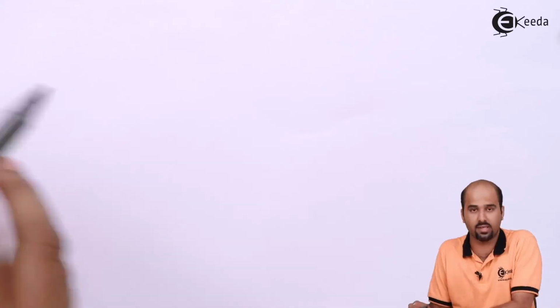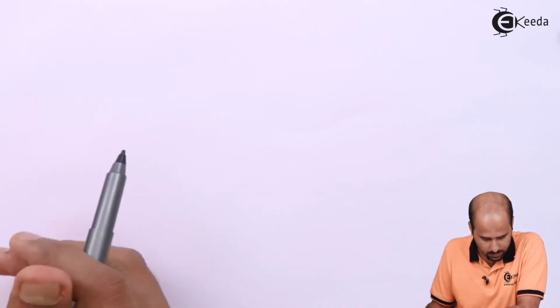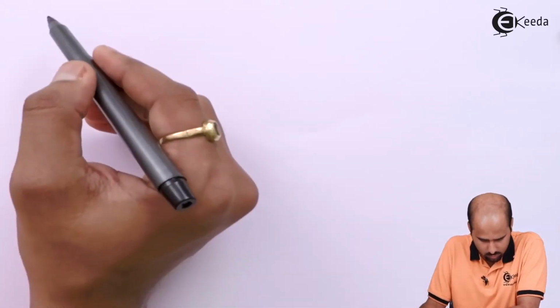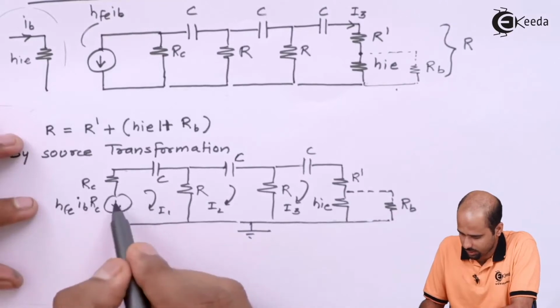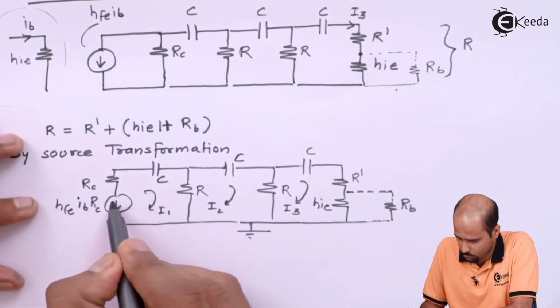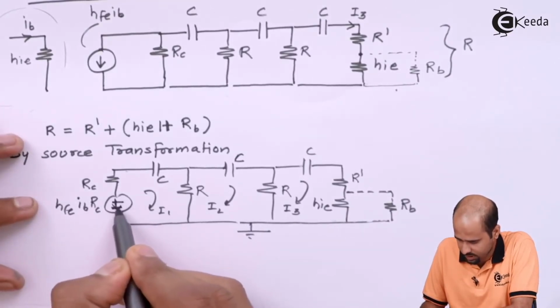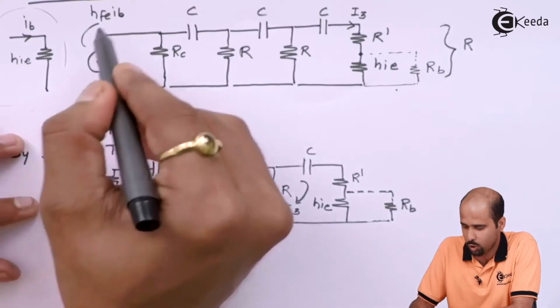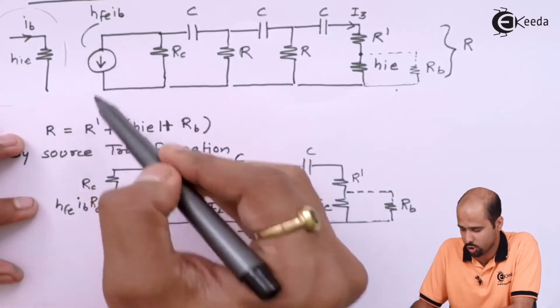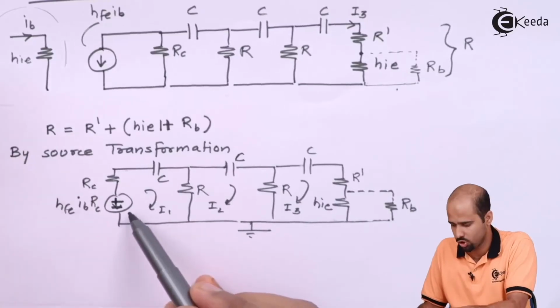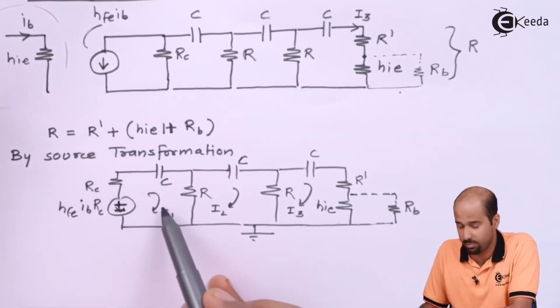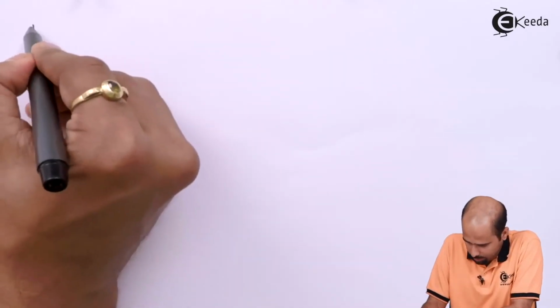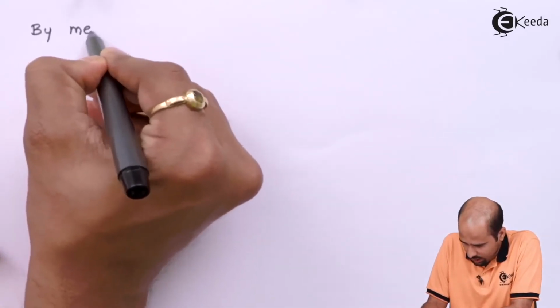HFE IB into RC, that is nothing but I1 only. So we can say this particular thing will be changed as the voltage source. A simple change that we have to make, because we are doing the source transformation, the current source will be replaced by a voltage source. So if we take this mesh analysis, we'll write the first equation by mesh analysis.